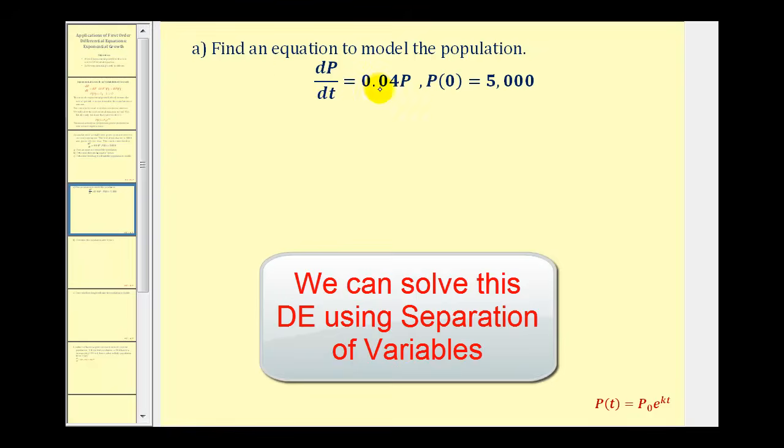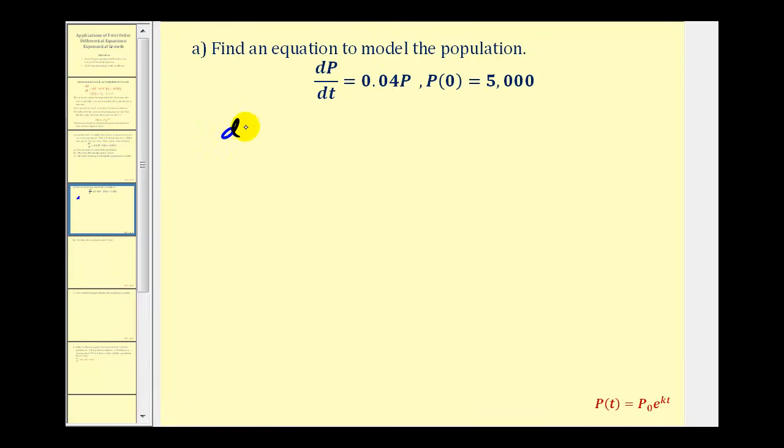So if we write this in differential form, we would have dP is equal to 0.04 P dt. We want the P on the left side of the equation, so we're going to multiply both sides by 1 over P. So we'd have 1 over P dP is equal to 0.04 dt. Now we can integrate both sides of this equation.